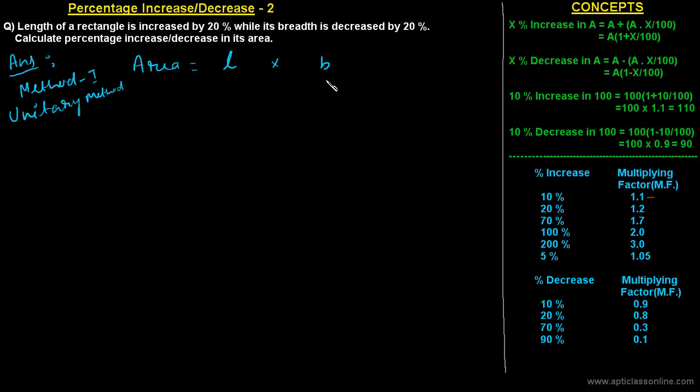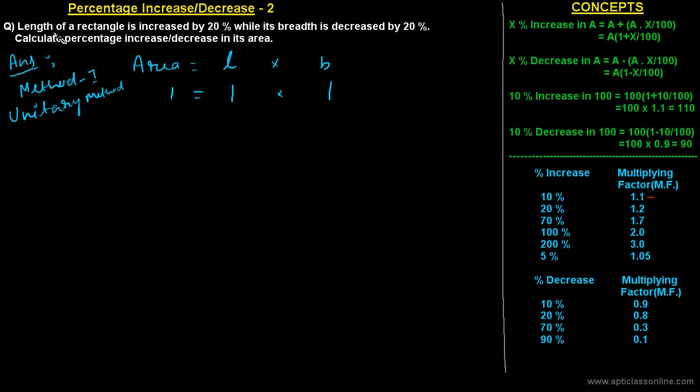take length and breadth both as 1 initially. The initial value of length and breadth both is taken as 1, even if it is a rectangle, but to calculate percentage increase, you can take the value as 1. So if you take the value of length and breadth both 1, then the area will also become 1. So the initial value of area, length and breadth has become 1.